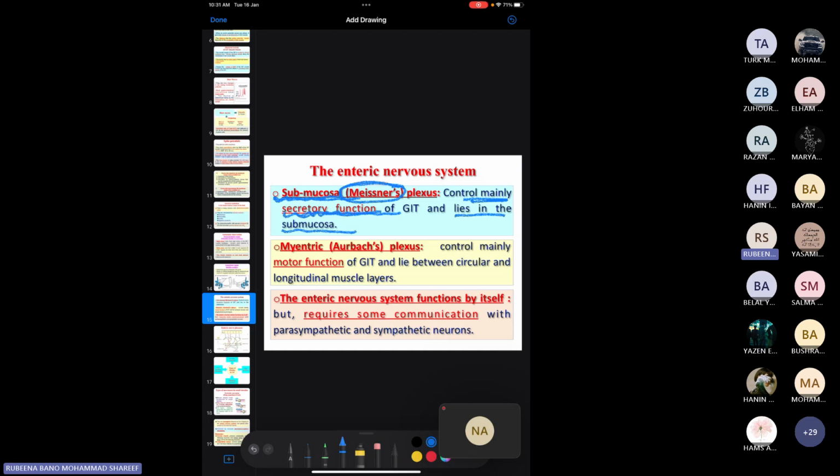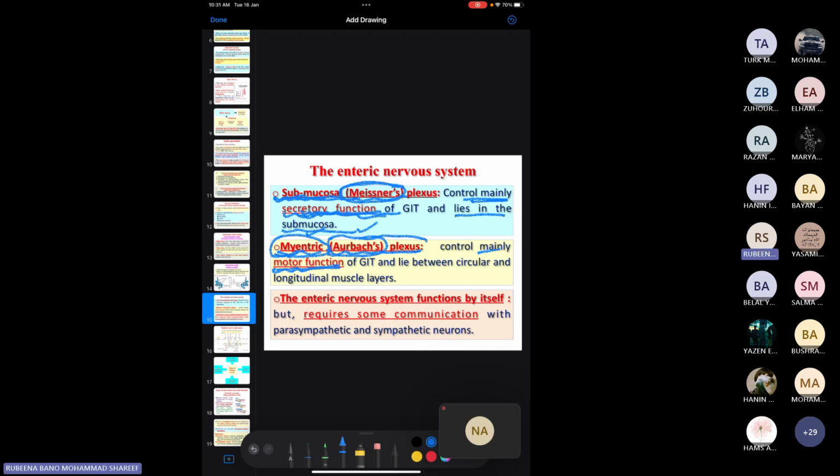The other one is the myenteric plexus, which is also called Auerbach's plexus. Myenteric means muscle layer. It is also called Auerbach's, because in the exam they can use either Auerbach's or myenteric, so you should know both the names. It controls mainly the motor function because it is myenteric. It is present in the muscle layer. So, motor function. And the submucosal or Meissner's plexus is for secretory function.